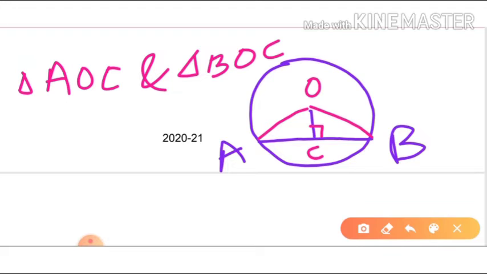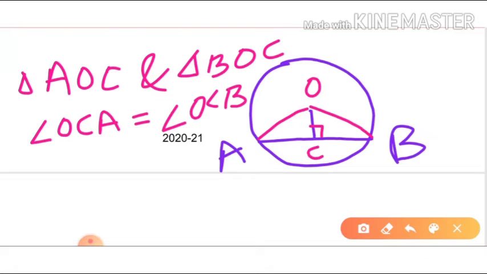that angle OCA and angle OCB, they are equal, they are right angles. Then OA is equal to OB, radii of the same circle, OA and OB.